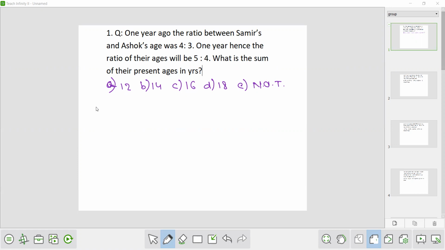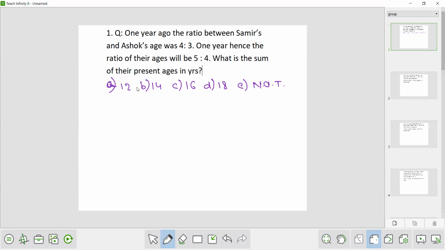The concept I have already taught you. So let's start seeing the solution for the particular questions. Question number 1. 1 year ago, the ratio between Samir's and Ashok's age was 4:3. 1 year hence, the ratio of their ages will be 5:4. What is the sum of their present ages in years?